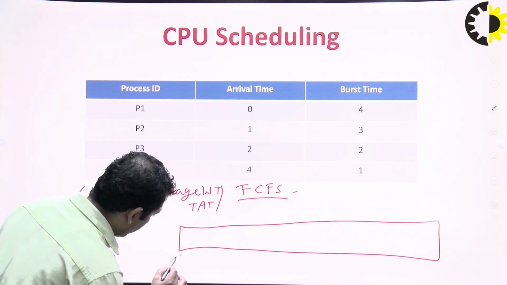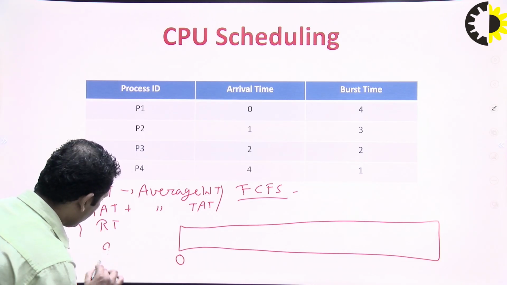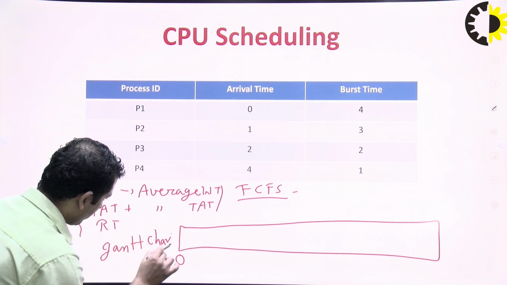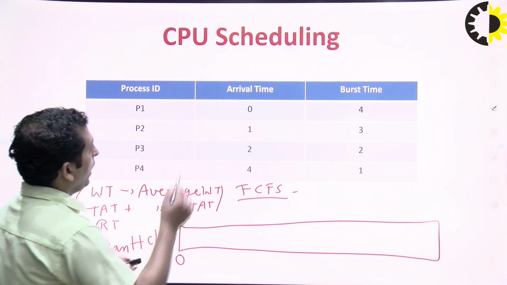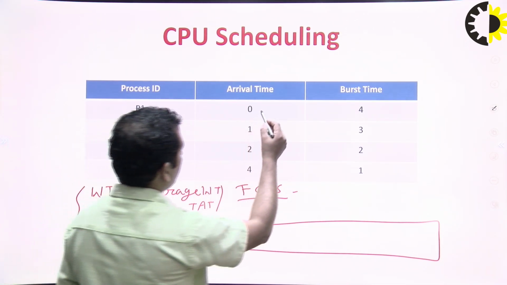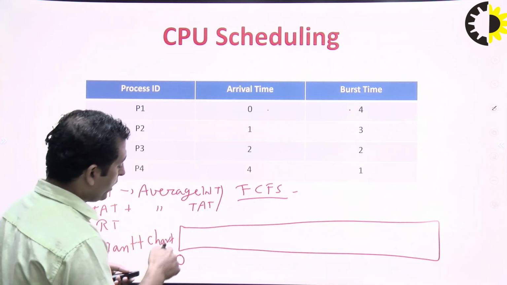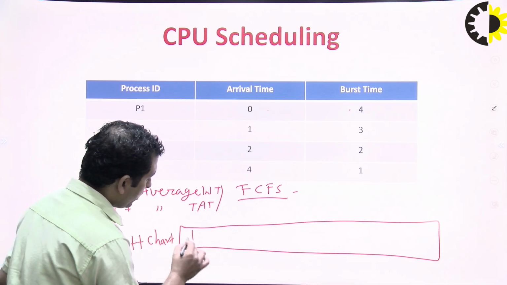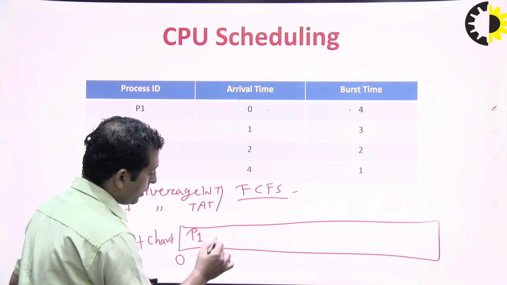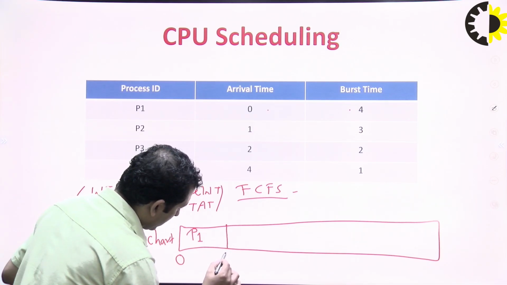This is at time 0. At time 0, how many processes are there in the ready queue? Only one process, having burst time 4. So, allocate the CPU to the process P1, and execution starts till its termination. So, the total execution time will be 4.